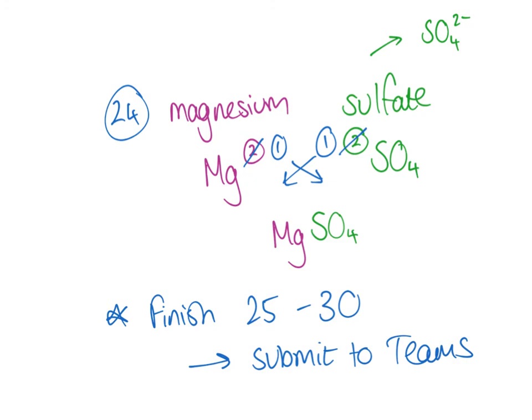So what I'd like you to do now is to finish examples 25 to 30, just 6 more, and then submit those to Teams as a Word document, both your working out and your final answers in your booklet, so that I can check both your working out is correct and that your final answers are correct in your booklet, so that you have accurate information in your notes.